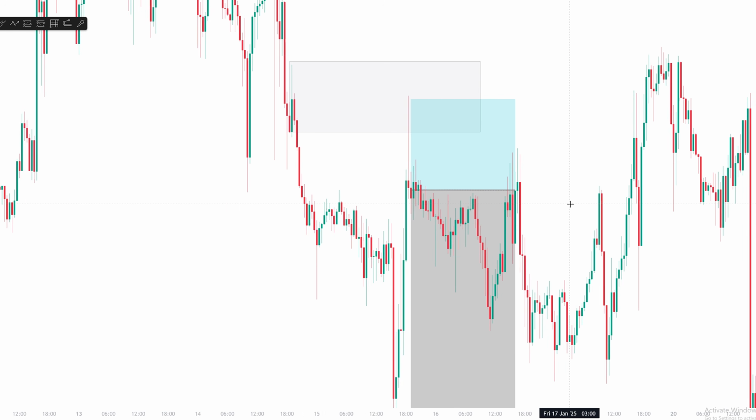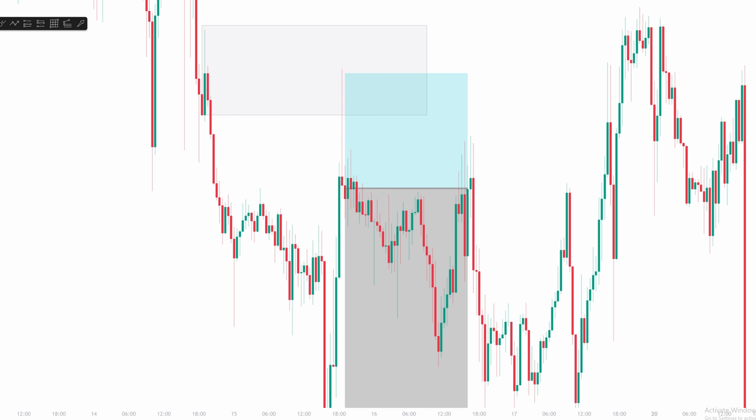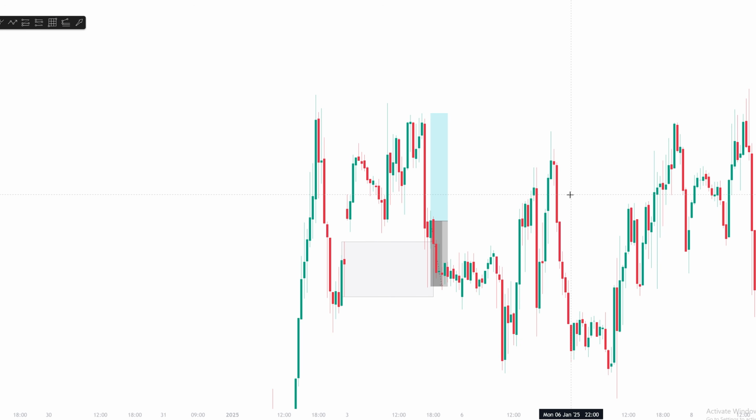But yeah, you can just tell that this trade is a C setup. Okay, I'm gonna find a new one now. And here will be the last C setup.